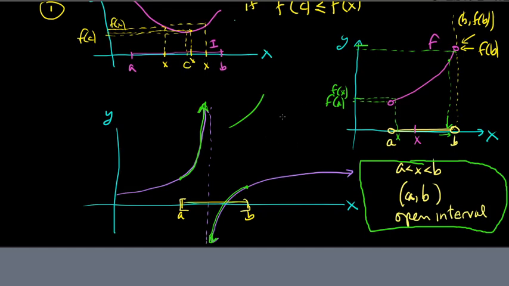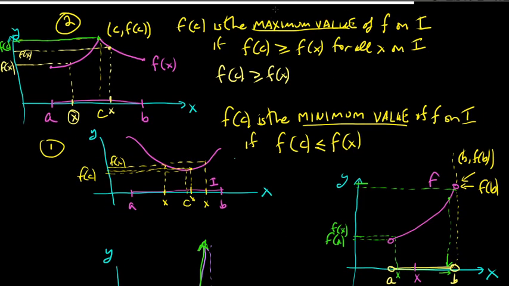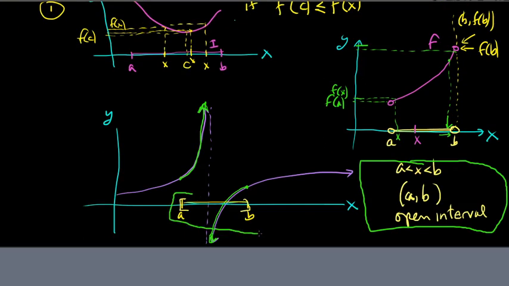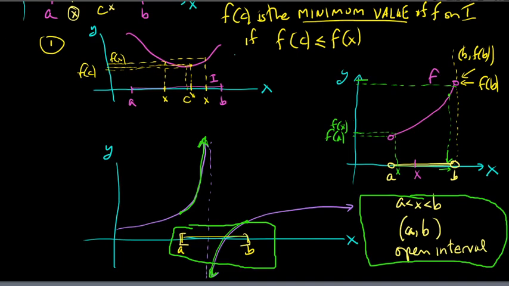In any event, what guarantees that you have a maximum and minimum value is that you have a closed interval, one like this that includes a and b, and you can't have these gaps or asymptotes. In other words, it has to be continuous. So let's make that official.